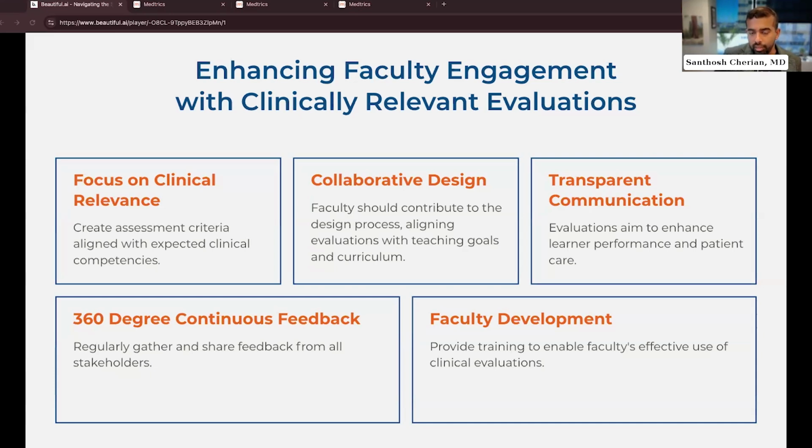So transparent communication, making sure that you're providing feedback to the faculty members, and also making sure you're using some sort of technology to deliver these forms.